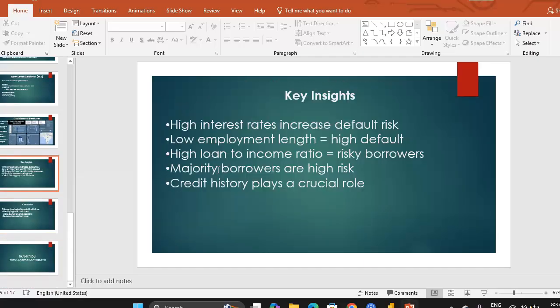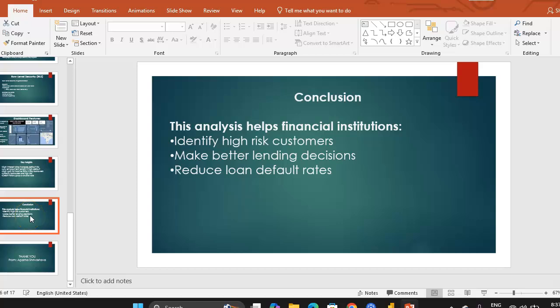Then the business impact and key insights. This project can help financial institutions in multiple ways. It helps identify high-risk borrowers, reduce loan defaults, improve lending decisions, monitor credit risk effectively, and enhance financial risk management. This dashboard can support data-driven decision making in the banking sector. Then the conclusion. To conclude, this project successfully analyzed borrowers' financial behavior and credit risk patterns using Power BI.